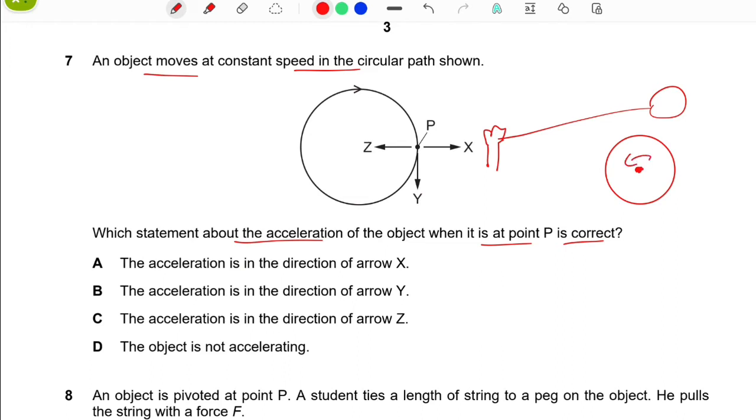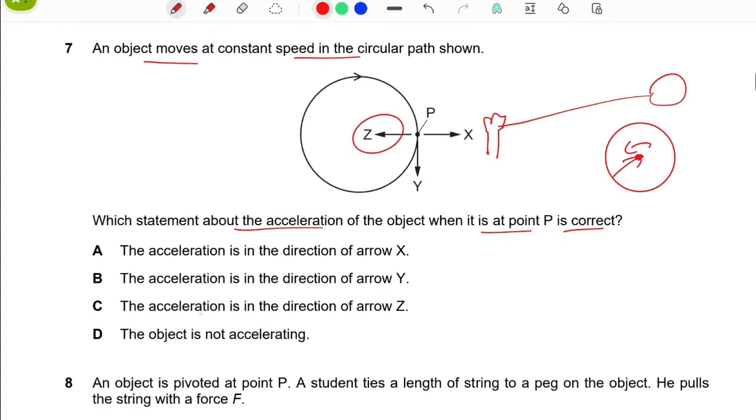So every single thing is going to be regarding the center. That means the force applied will be towards the center, and the acceleration will also be towards the center, and there is one arrow pointing at the center, which is Z, whatever. So now option C will be the correct option. The acceleration is in the direction of arrow Z.